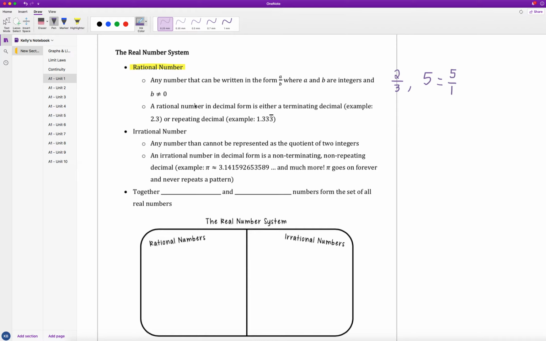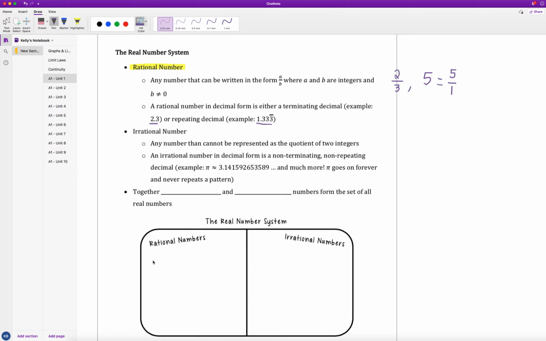Another way to define a rational number is that a rational number in decimal form is either a terminating decimal, meaning like 2.3, so the decimal stops, or a repeating decimal, so for example 1.333 repeating, because I have that same pattern of all threes that continues on forever and ever in a repeating decimal. So our rational numbers make up part of our real number system down here in our diagram.